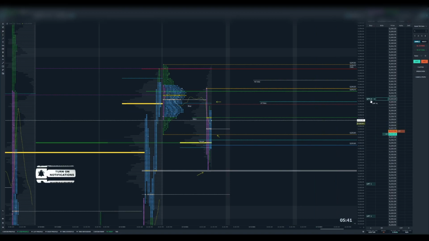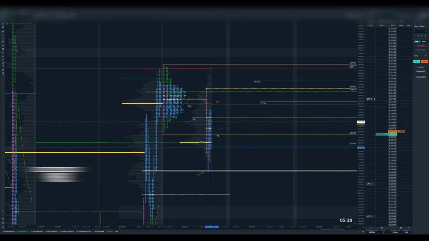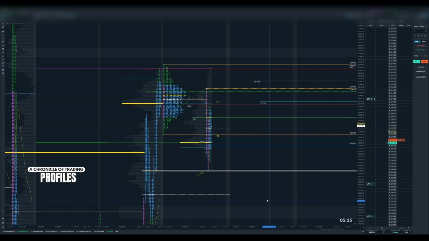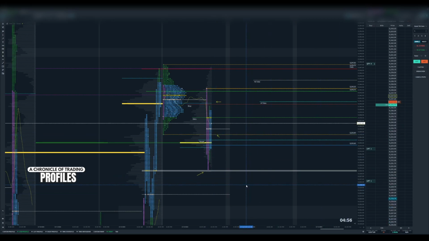Right here, I add another contract to feel like I'm right. I wanted to take one before that POC, and then I thought I'd put one down lower to try to get about 27 ticks or extend a little lower towards that C low or the B low.